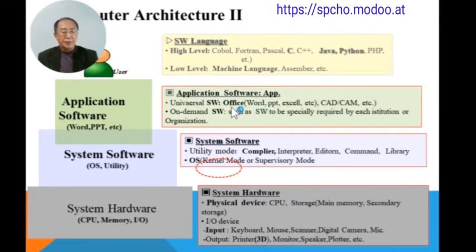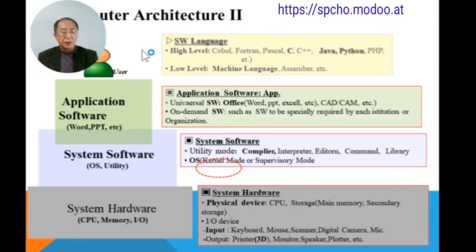On-demand software is made by order of each institution or organization. These days, for the hardware and application software, many apps have been developed, so users can conveniently use apps. Finally, I explained the software, where system software and application software are written in computer language.